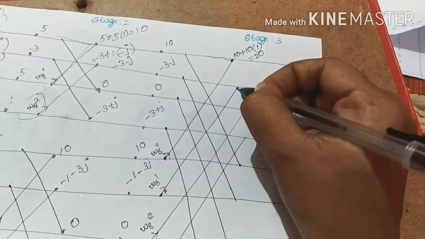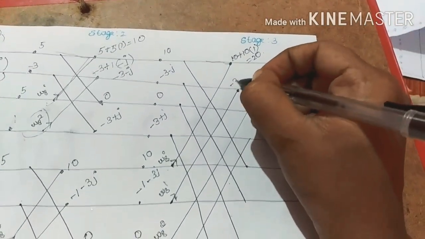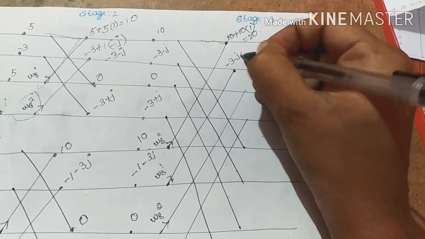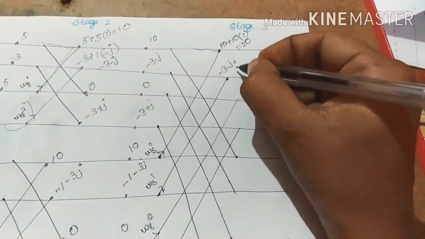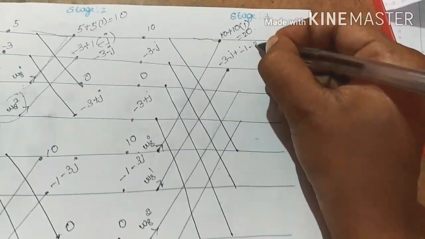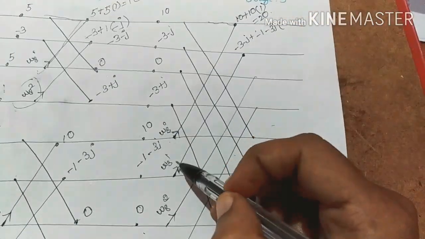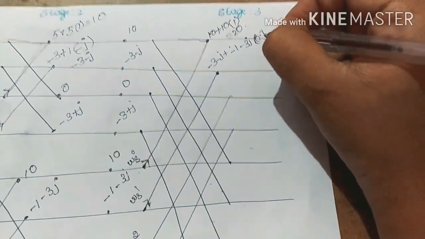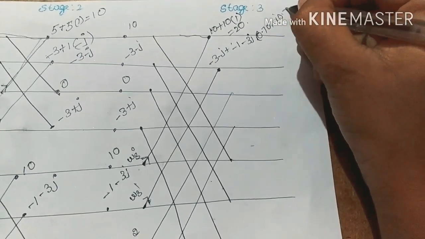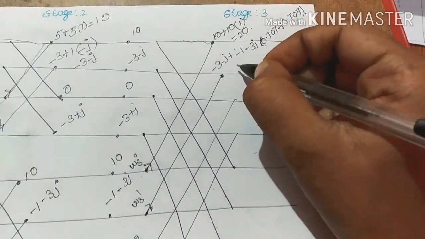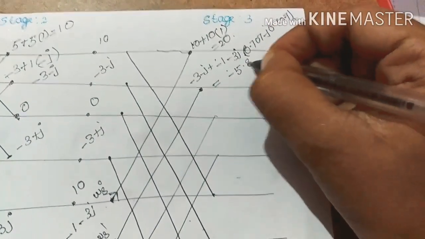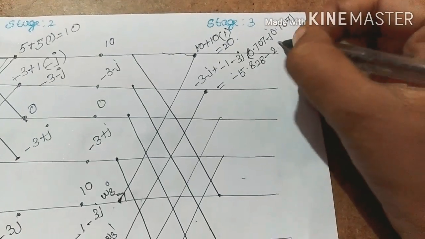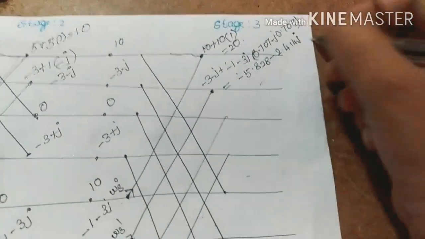The next point, this one. Here minus 3 minus J is our one input, and this line contains minus 1 minus 3J into our twiddle factor value W8 power 1. What is the value of W8 power 1? 0.707 minus J 0.707. Okay. So simplify this value. Finally we get minus 5.828 minus 2.414 J. Okay, this is the final answer. Similarly calculate all these values.